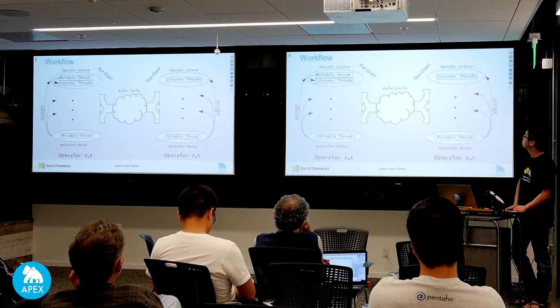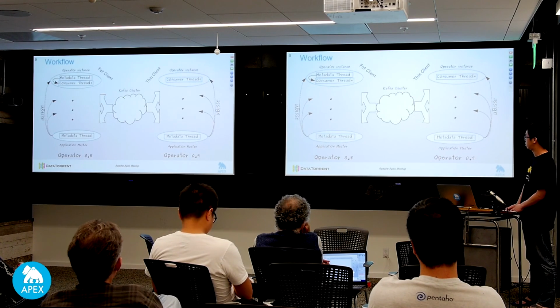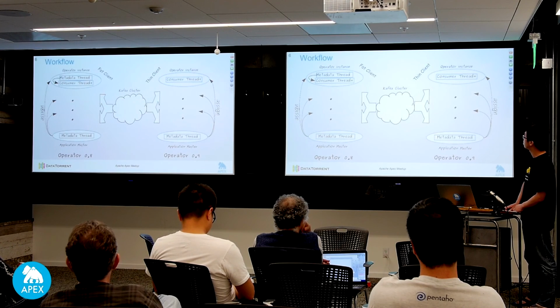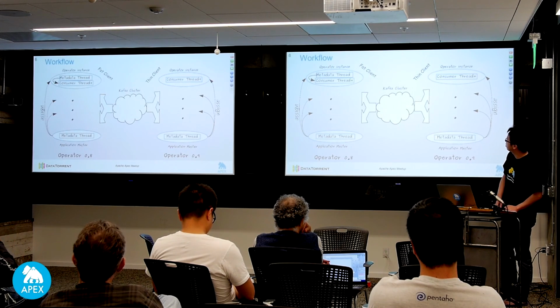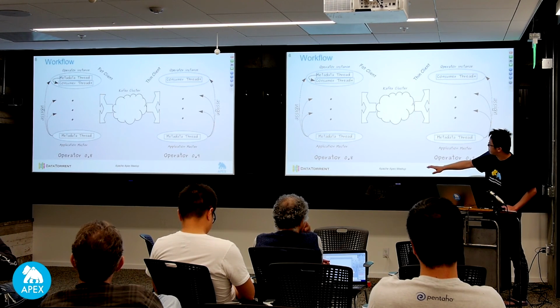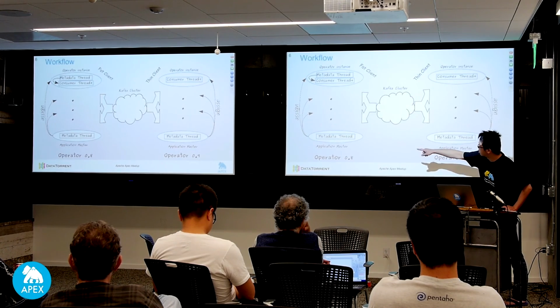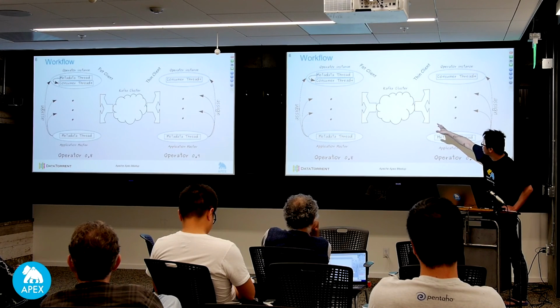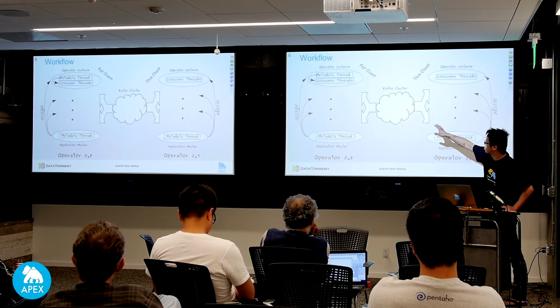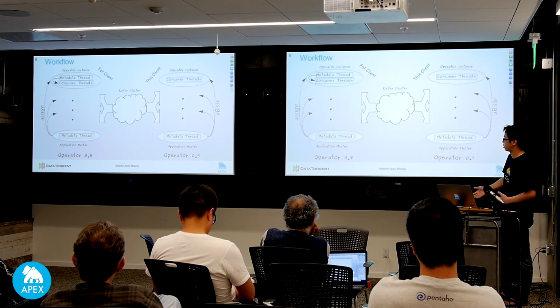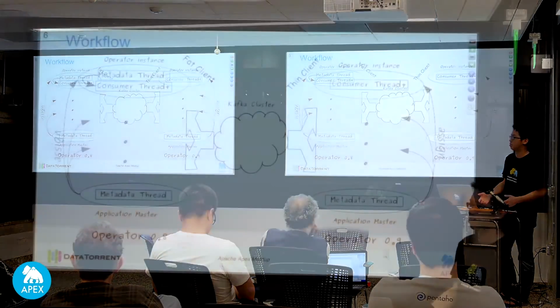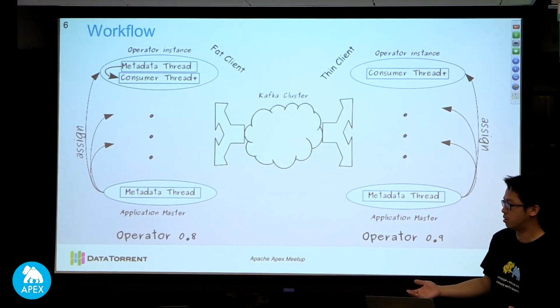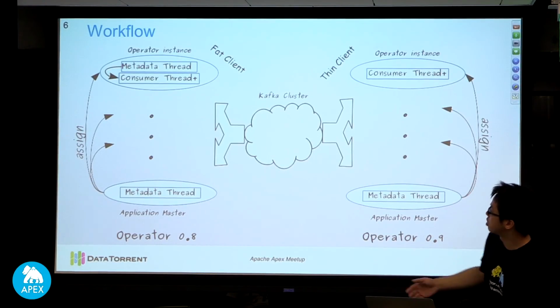So here's a workflow for two input operators. As you can see, the main workflow is the same. When the application starts, the application master will get the metadata information from the Kafka cluster, like how many partitions there are for the topics you want to consume, and where the leader brokers for those partitions are.